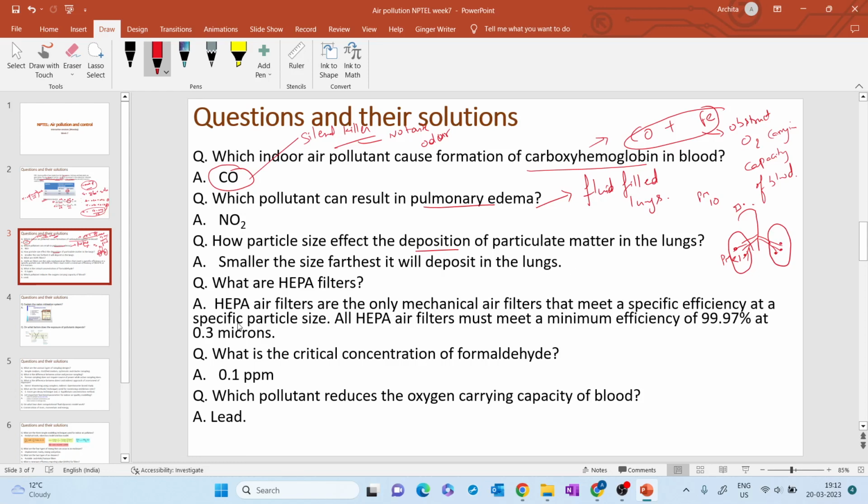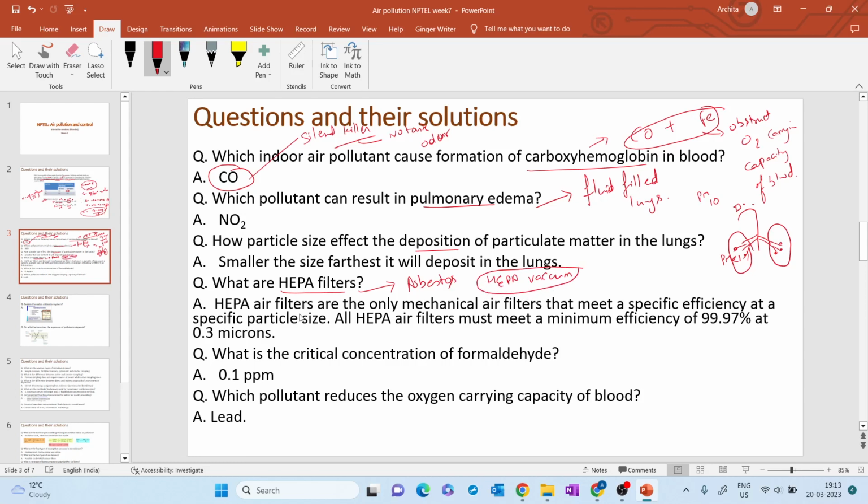Okay. Next is about the HEPA filters. In the lectures, it was said that to control indoor air pollution, especially from asbestos, they generally use something called a HEPA vacuum. HEPA vacuums are nothing but vacuum units which have a HEPA filter.